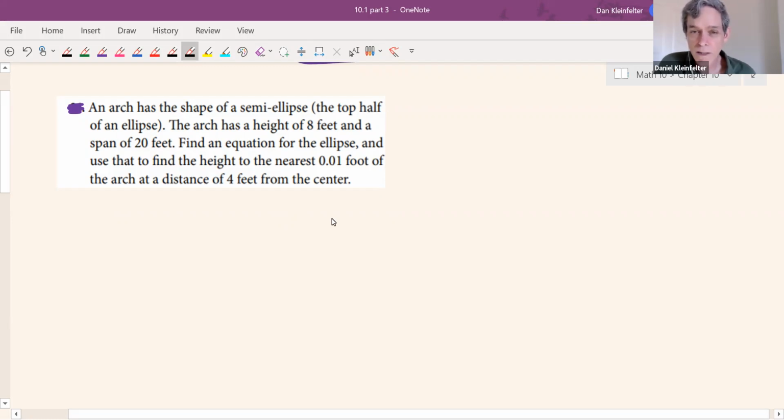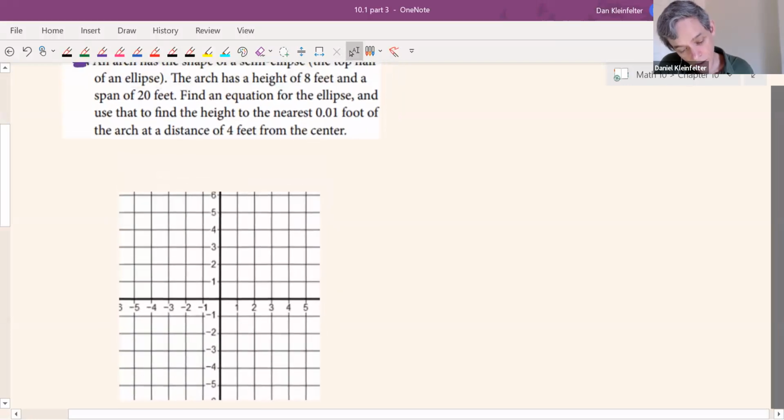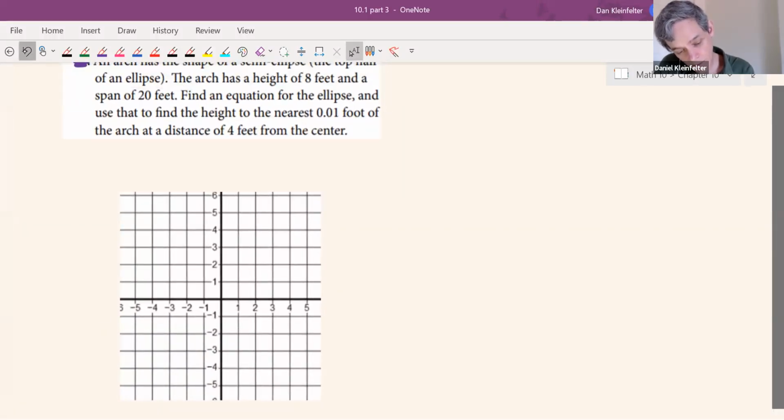So what would be good to do is probably start with making a little picture of what this arch is going to look like. So let's do that. All right, so there's our arch. And we're going to want to make an equation out of this, so we should actually put it onto a coordinate system. So let's do that, actually. So let's see, there's our grid.